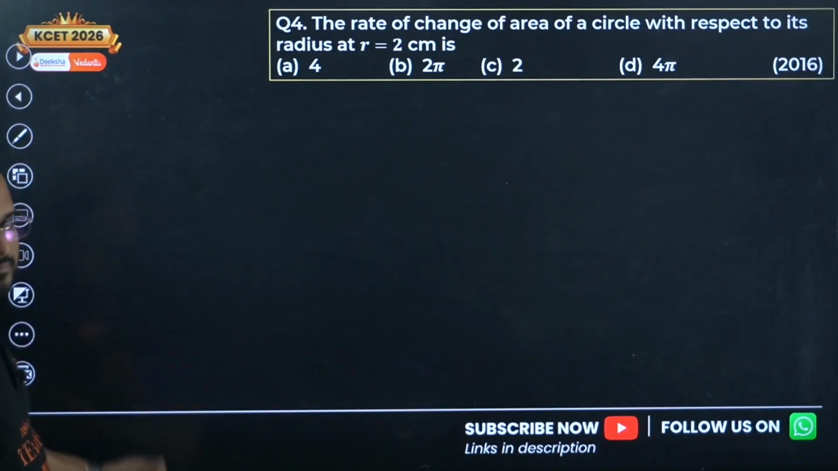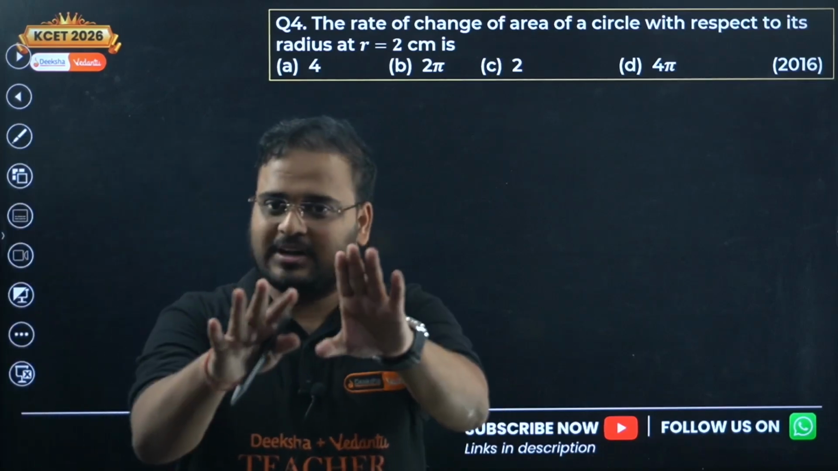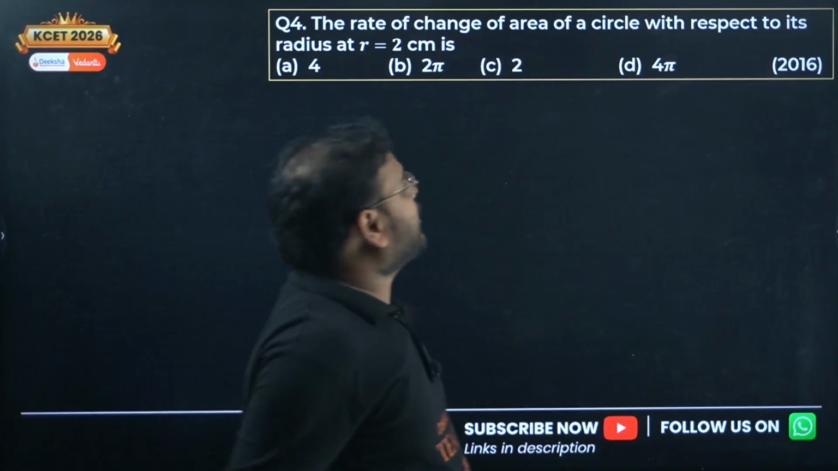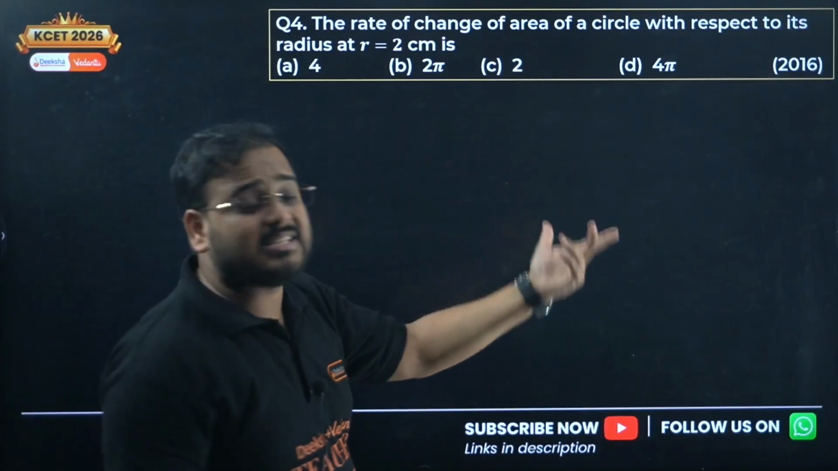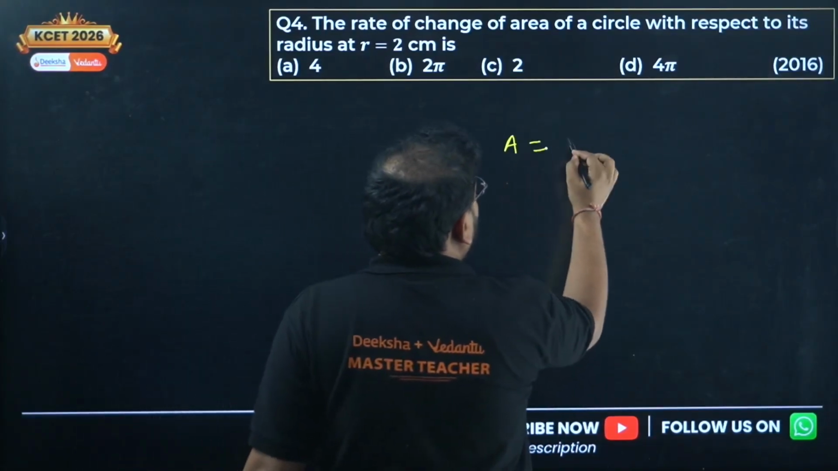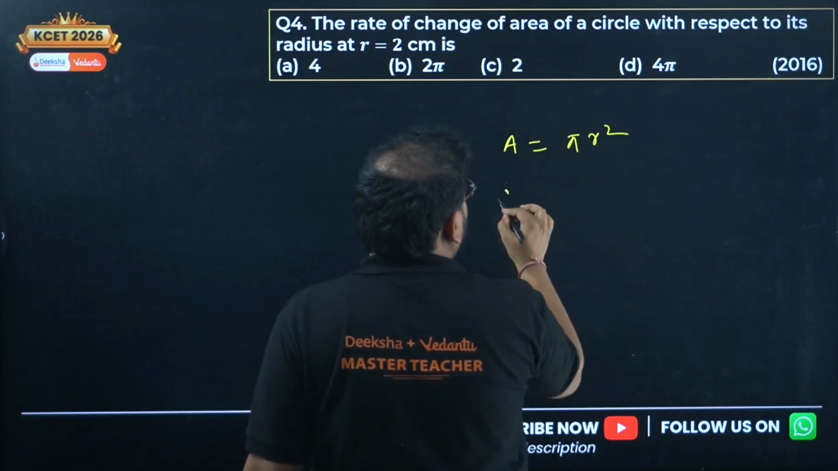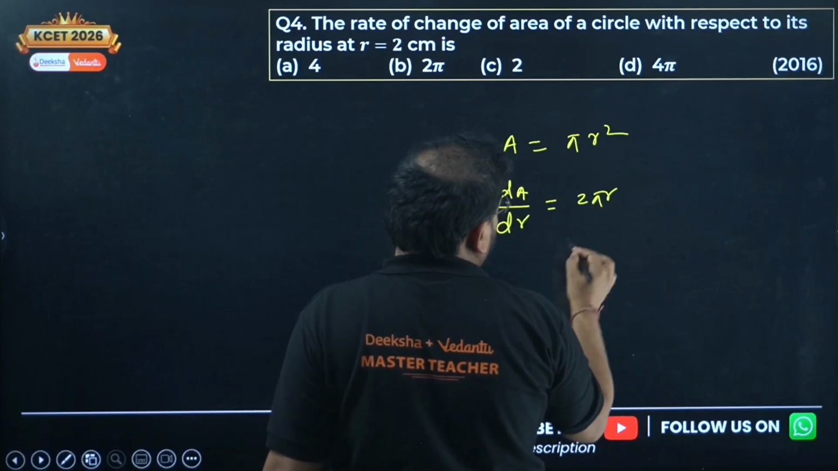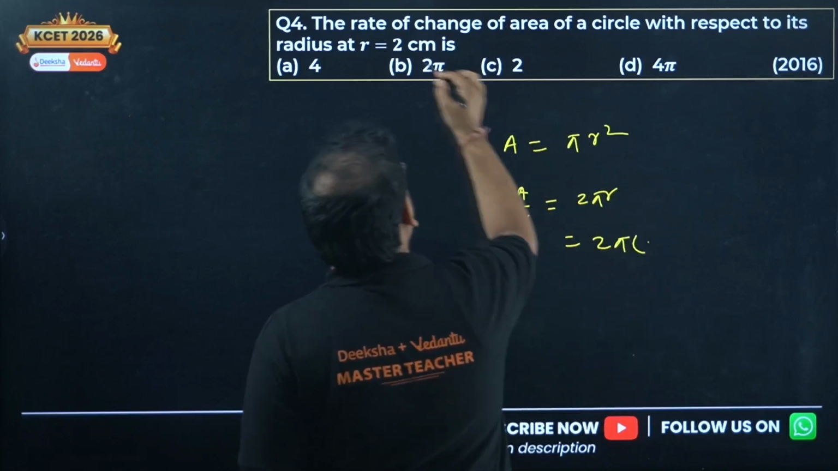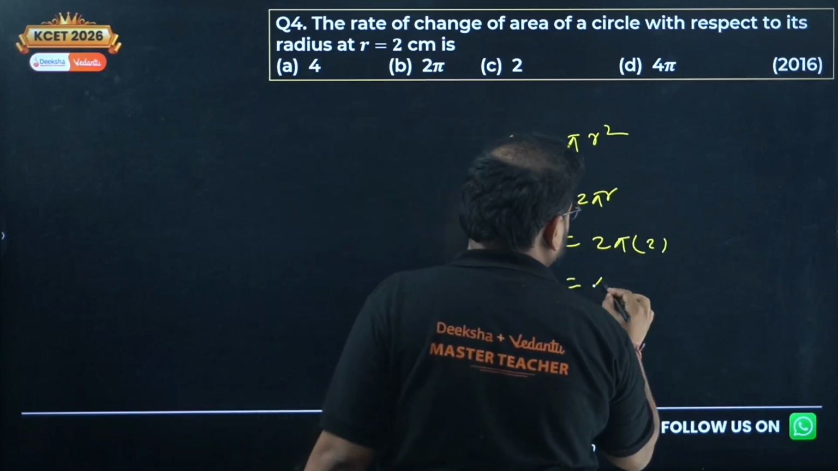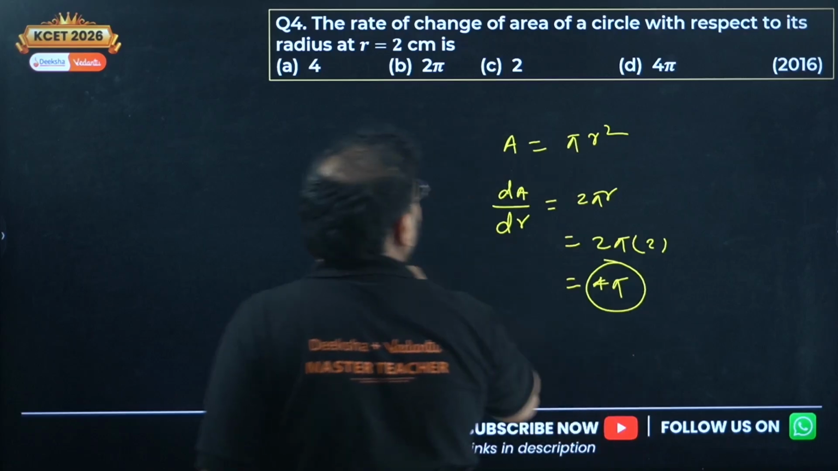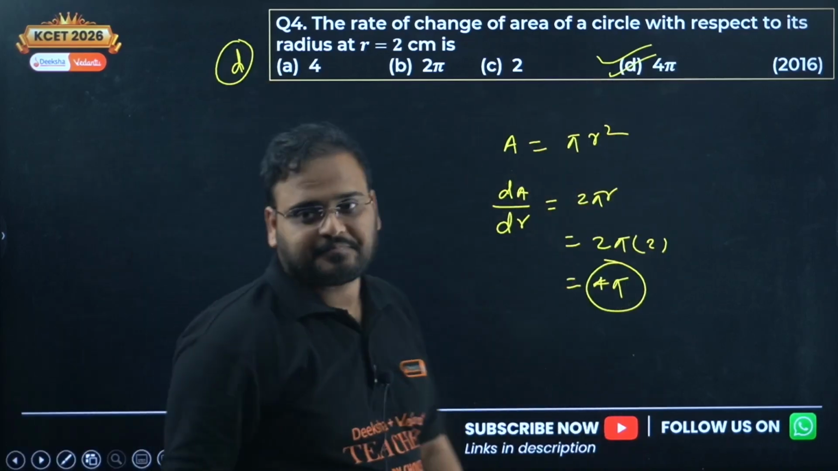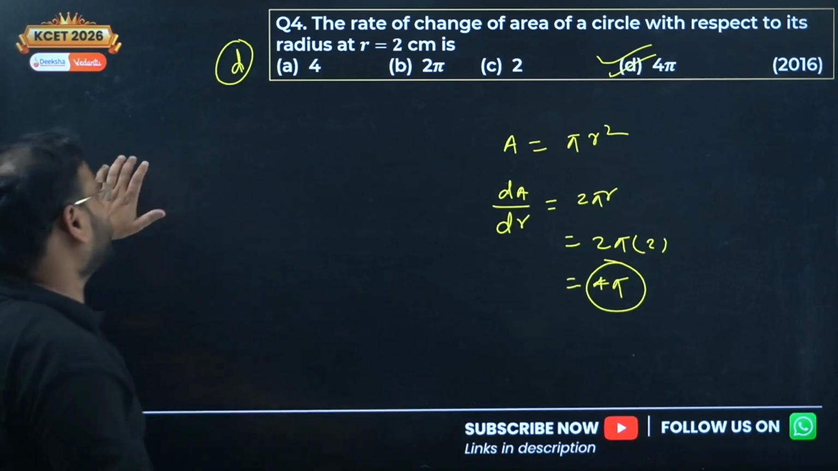Next, the fourth one, sir. Having fun so far? No problem, right? The rate of change of area of a circle with respect to its radius. Very simple. Area is pi r square. Rate of change of area with respect to the radius is 2 pi r. The value of r is 2, put it here. You have the answer as 4 pi. Option D. Done. Problem? Of course not. The simplest question of all.